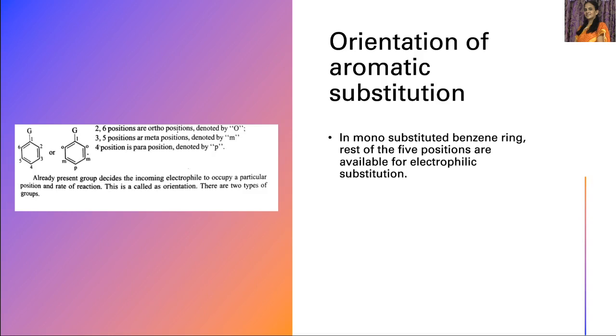Whenever a substituted benzene is subjected to electrophilic substitution once again, the already present substituent decides the position of the incoming electrophile. To some extent, the rate of the reaction is also affected by the group already present in the benzene ring. This is known as orientation. Now, there are two types of groups. Let us consider those groups.